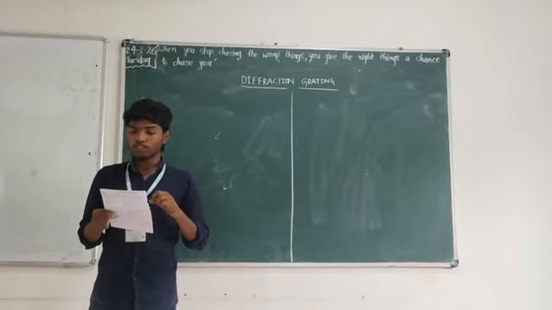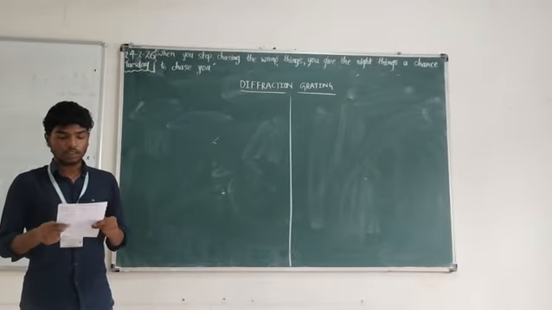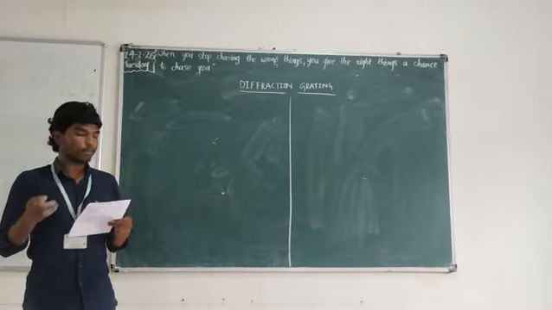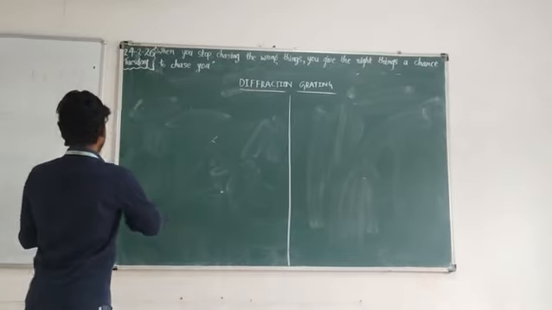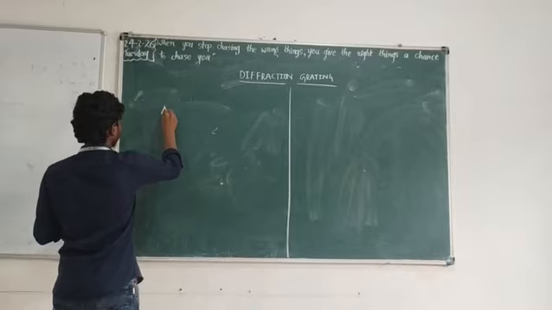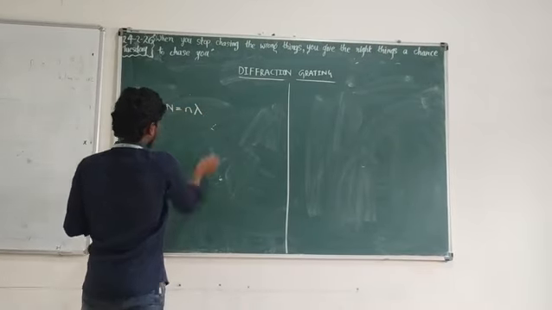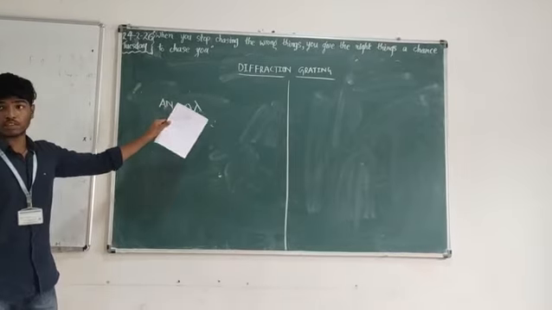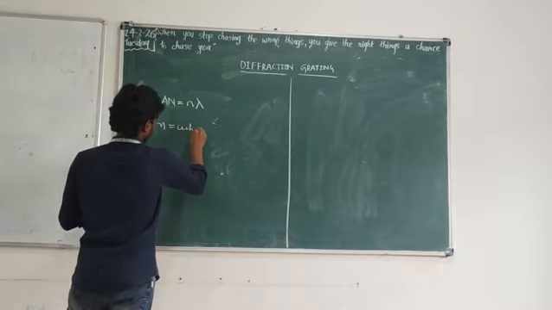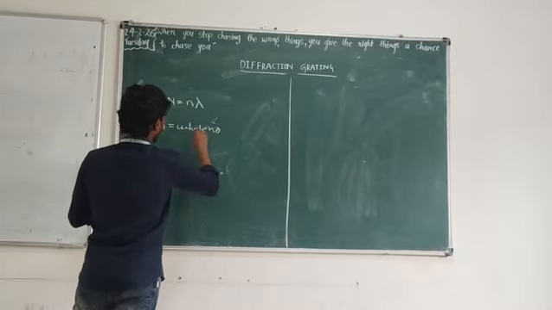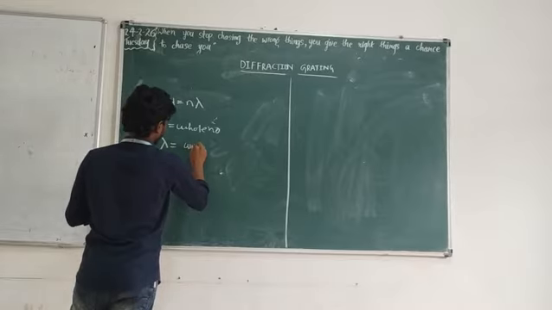When the waves reinforce each other, the path difference, as you can see when you draw the diagram, is a whole number of wavelengths. Wavelength is denoted by lambda. From our diagram we can say that the path difference equals n lambda, where lambda is the wavelength and n is a whole number.